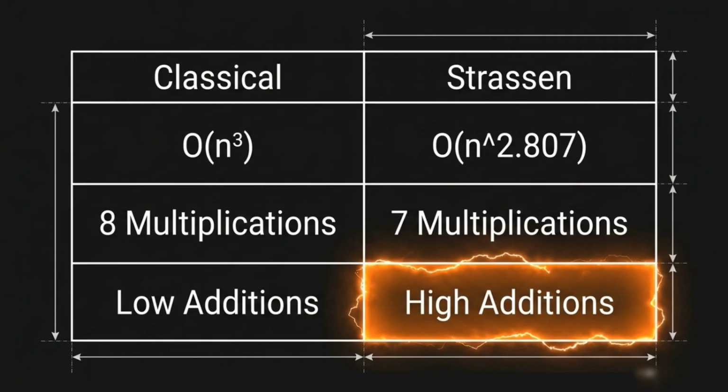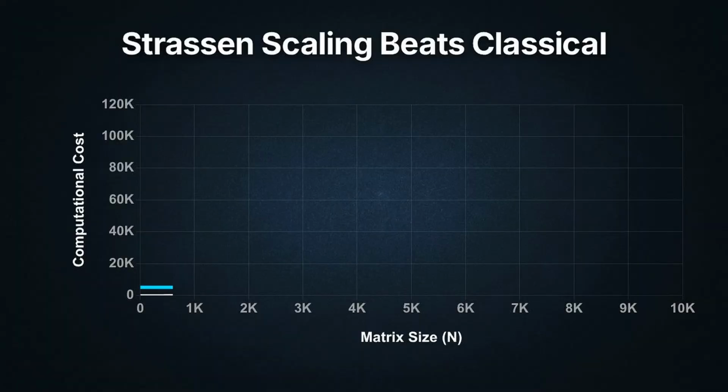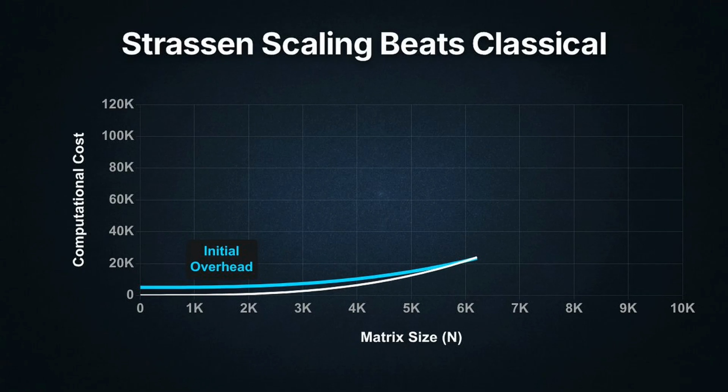There is a trade-off for this efficiency. Strassen's algorithm is more complex and requires more matrix additions, which creates a higher overhead for each step. This overhead makes the classical method faster for small matrices. However, as n grows, Strassen's superior scaling becomes much more efficient.